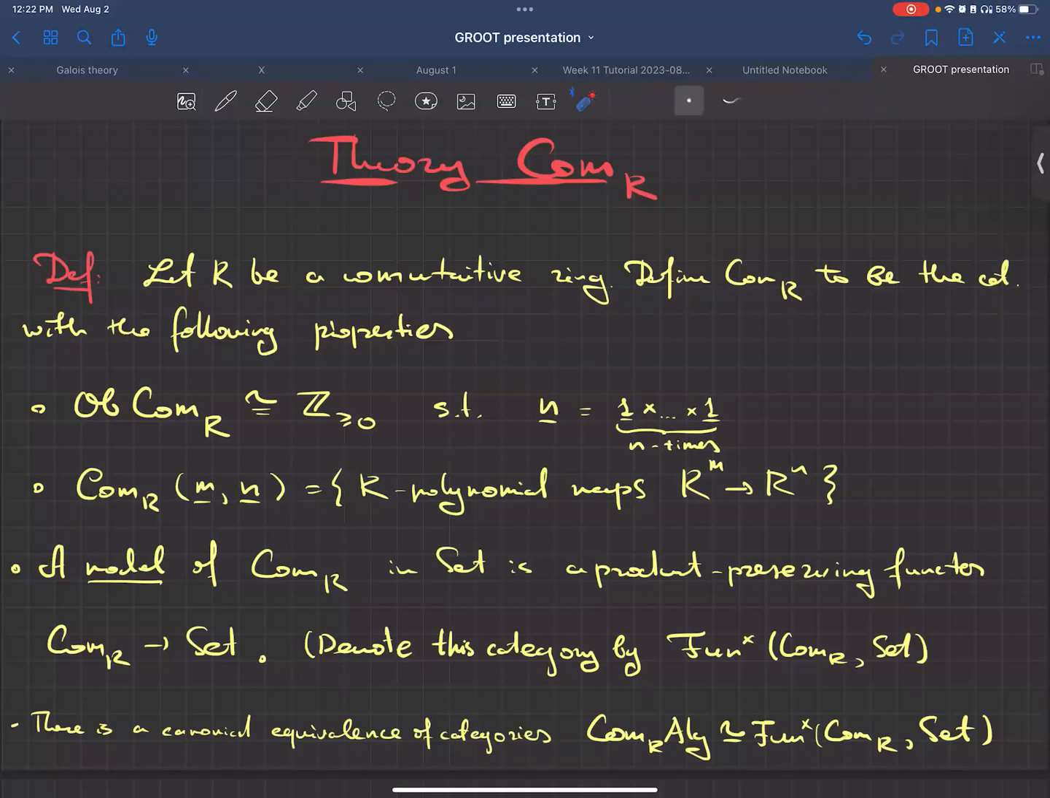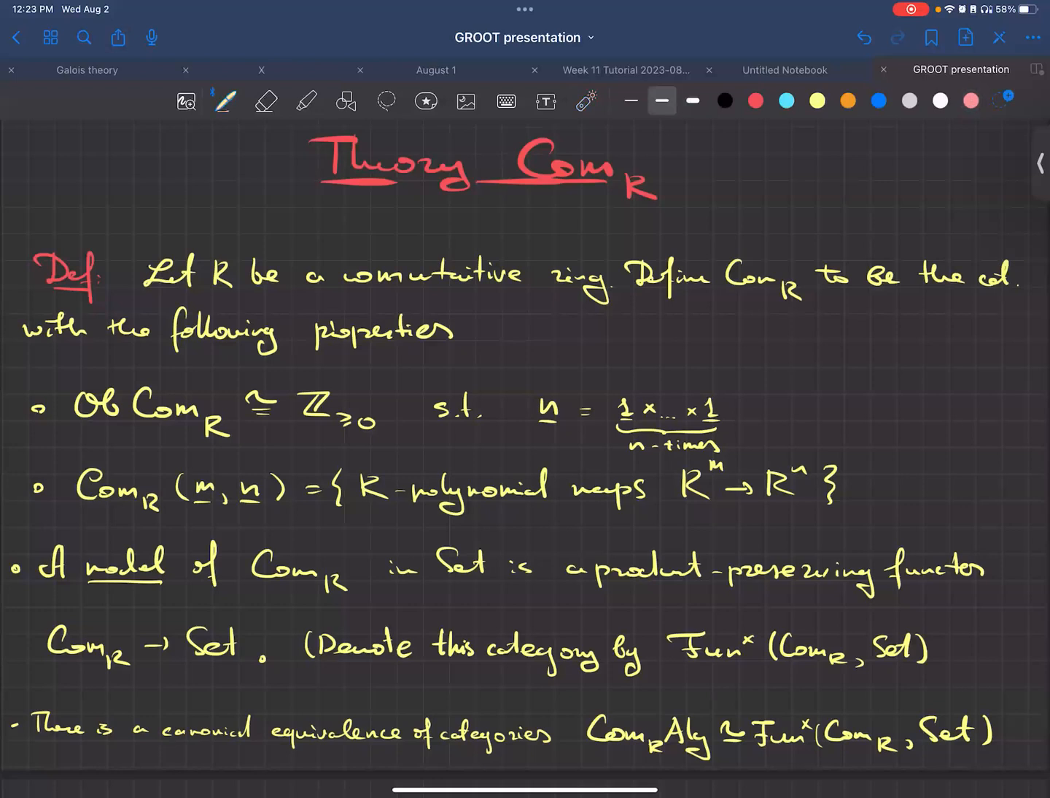So assume that you have a commutative ring R. Then we define the category Com_R as follows. Objects of this category are non-negative integers, with the property that it is generated under products by the object 1. So object n is just a product of n copies of the object 1. And the morphisms between objects m and n are just R-polynomial maps from R^m to R^n. A model of such a category in the category of sets is a product-preserving functor from this category to sets. That's just the definition. We denote this category by Fun^×(Com_R, Set).